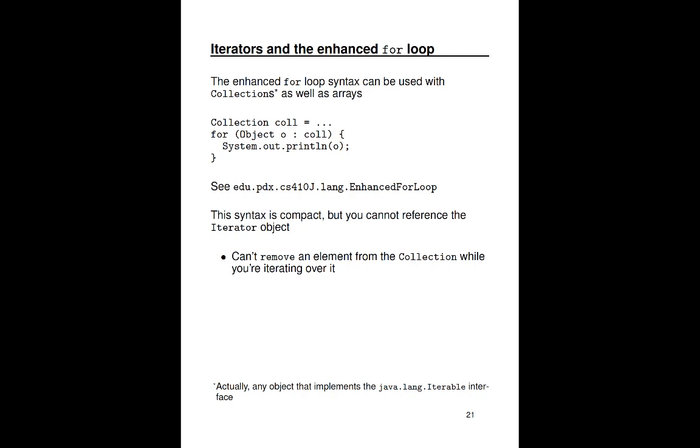But it means that you also can't reference the iterator object, which is fine, I would say 98% of the time. The only time you really need that iterator object is when you want to do something like remove from it, which again is a very rare operation. So I find myself using the enhanced for loop quite a bit whenever I want to iterate over a collection.